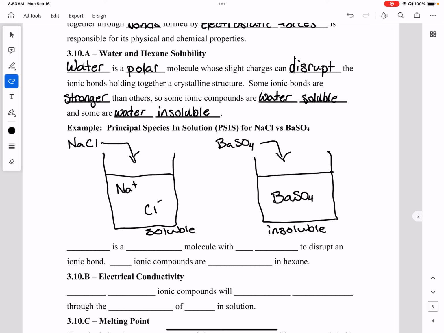Okay. Now, the other solvent we're talking about is hexane, which is just a chain of carbons and hydrogens. So it is nonpolar. So it's a nonpolar molecule with no ability to disrupt an ionic bond. So all ionic compounds are insoluble in hexane.